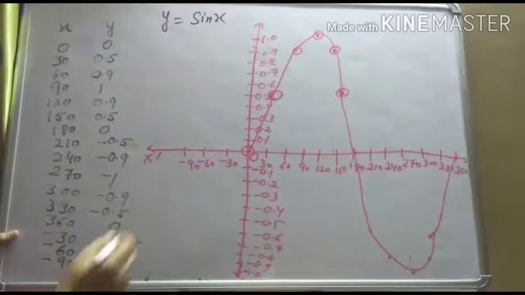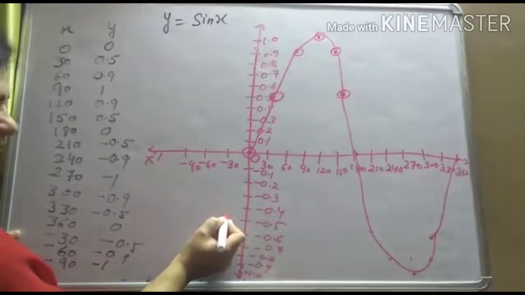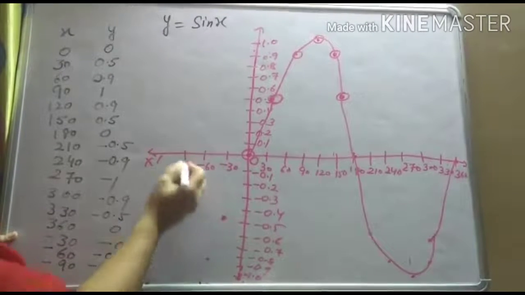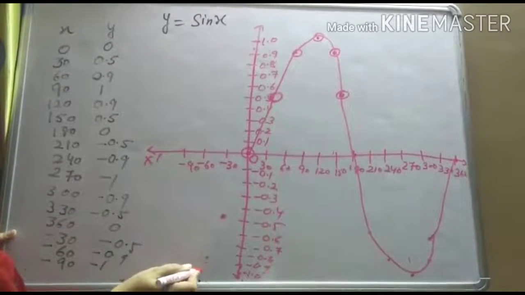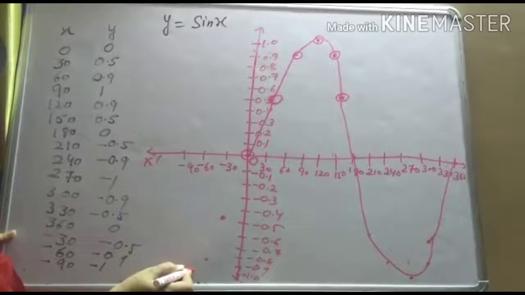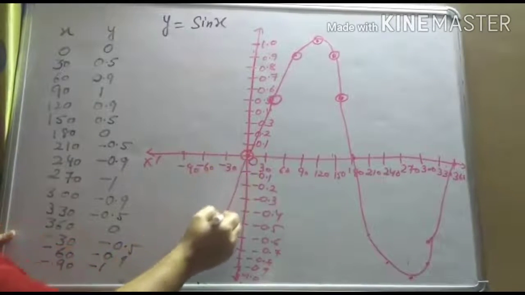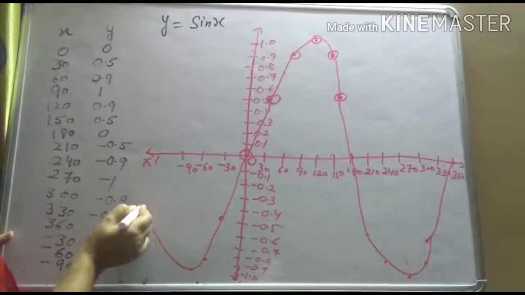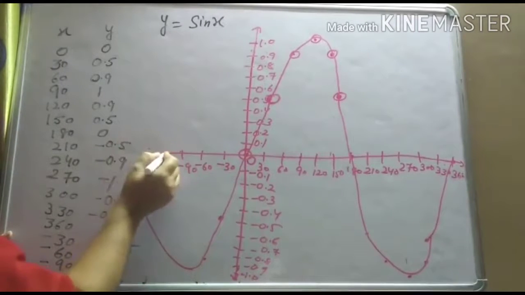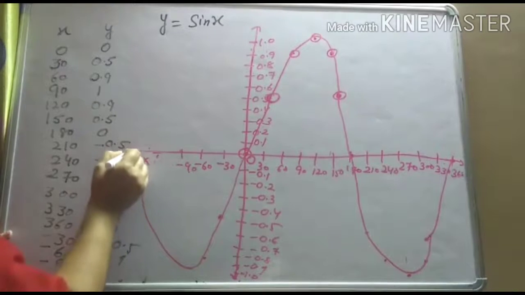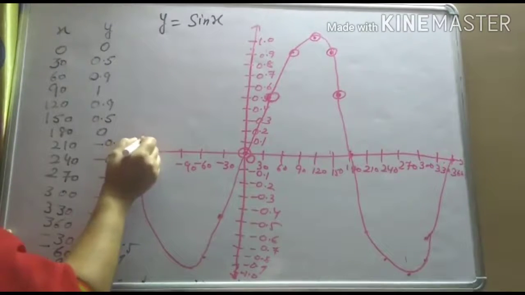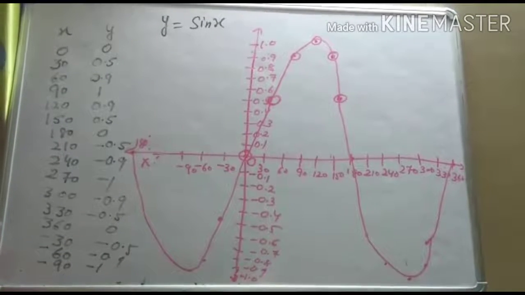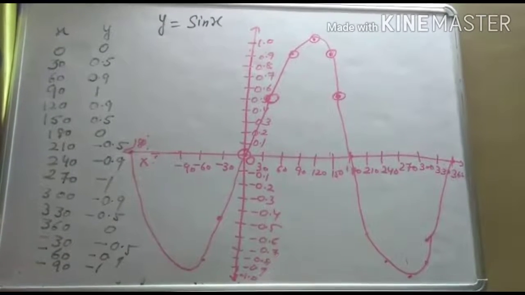Now minus 30 is minus 0.5. Minus 60 is minus 0.9. Minus 90 is minus 1. We can also join them and it will come like this, and it will meet x-axis at 180. So in this way we can draw the graph of sin x.